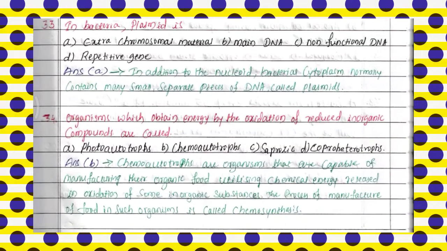Next 34. Organisms which obtain energy by the oxidation of reduced inorganic compounds are called: photoautotrophs, chemoautotrophs, saprotrophs, coprotrophs. Answer is B. Chemoautotrophs are organisms that are capable of manufacturing their organic food utilizing chemical energy released in oxidation of some inorganic substances. The process of manufacture of food in such organisms is called chemosynthesis.